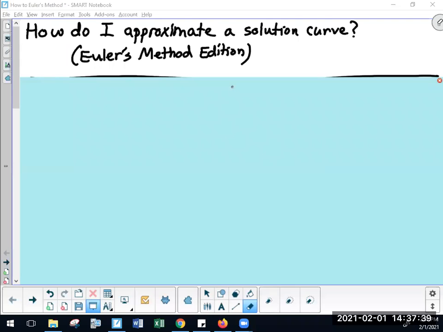Euler's method is another method for approximating the solution curve. So instead of sketching with the slope field, we are now calculating. So why do we have these approximation methods?